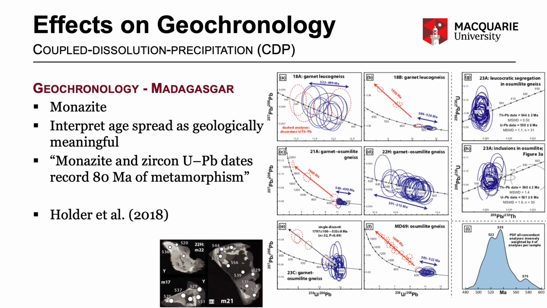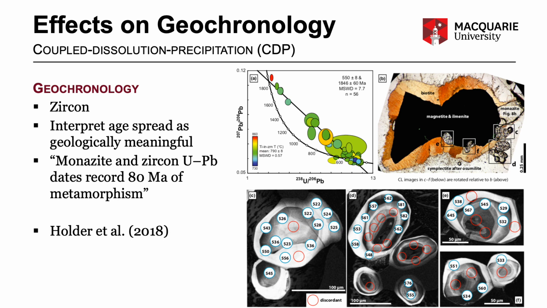In an example from Madagascar by an American team, they looked at both monazite and zircon. Firstly, the monazite: they saw these spreads in ages as being geologically meaningful. They interpreted that these spreads of ages recorded an 80 million year time period of metamorphism. The zircon data, you can see, are quite complicated. Individual grains show a range of ages for similar textures, and yet still the common interpretation with these datasets is that they're telling us something about the long timescales of metamorphism.